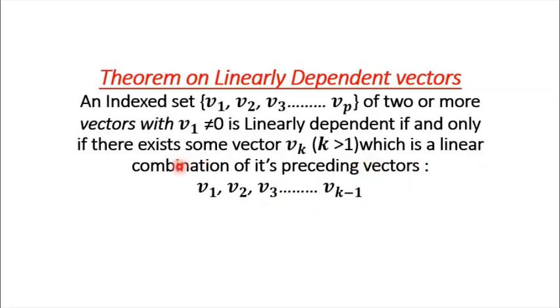So here, the condition is preceding. What are the preceding vectors for vk? v1, v2, v3 up to vk-1. That is why if you take k equal to 1, then that vector will be v1, and there will not be any preceding vectors to v1. That is why this vk should have k greater than 1. It should be among any of the remaining vectors v2 to vp. There must exist a vector which is a linear combination of its preceding vectors. Let us prove this theorem.